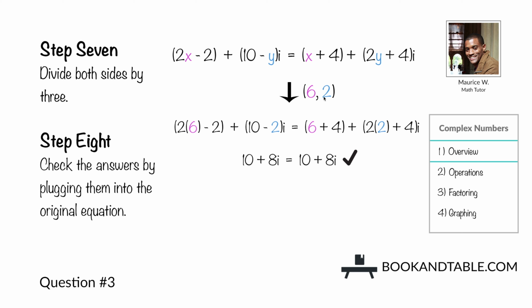And for y, we plug in 2 here and here, giving us 10 minus 2, which would be 8i on the left side. On the right side, 2 times 2 would give us 4. 4 plus 4 would give us 8i on the right side of the equation also, thus confirming that y does in fact equal positive 2.